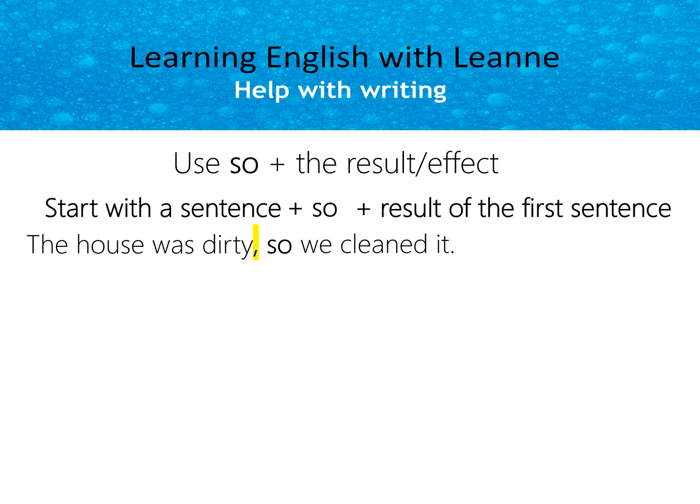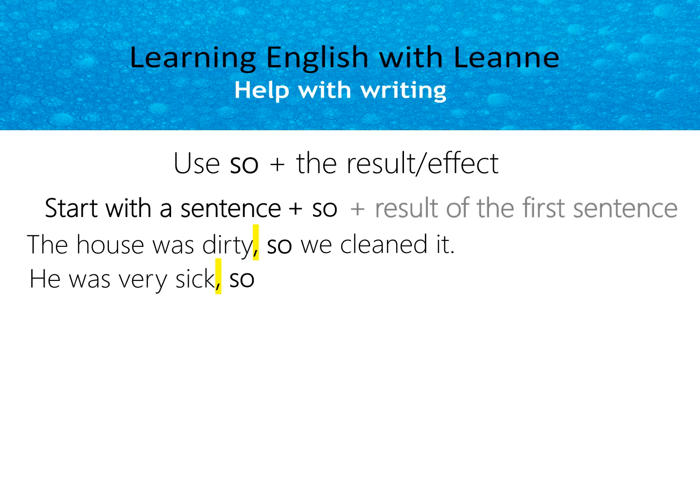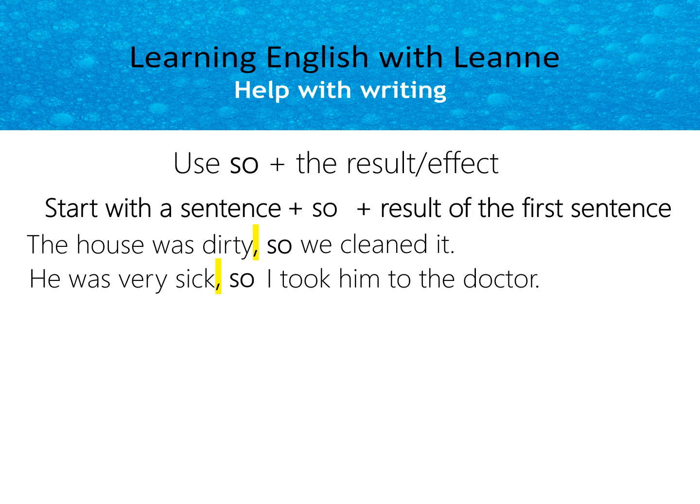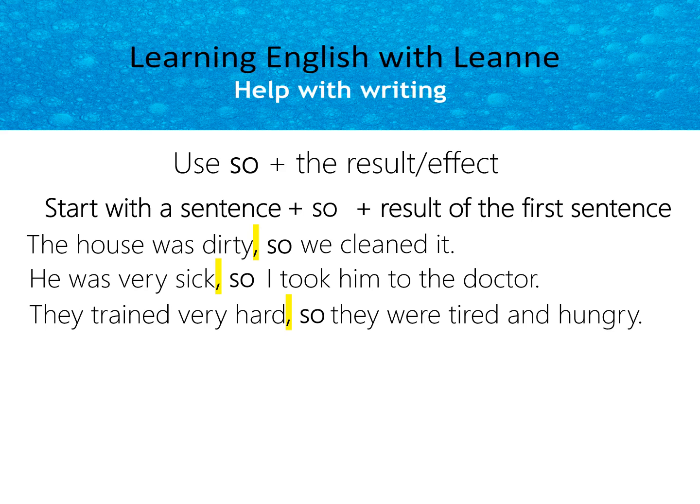Let's see another example. So we start with a sentence. He was very sick. We use so. What is the result of him being very sick? I took him to the doctor. Another example, they trained very hard, so they were tired and hungry. The result of this hard training, they are tired and hungry, or the effect of working hard, training hard.